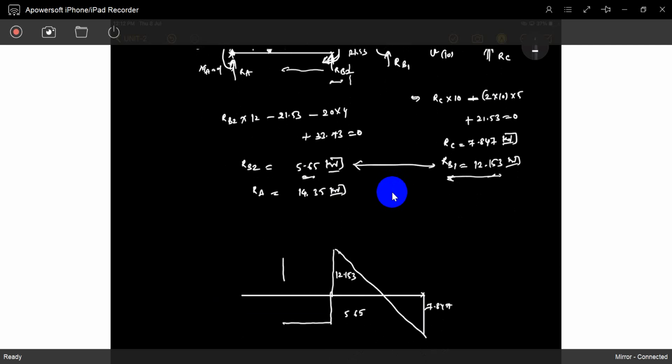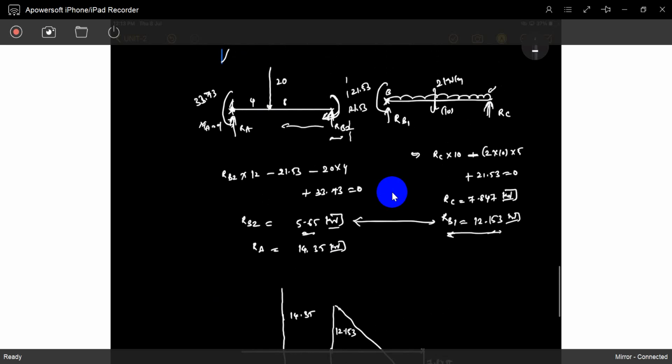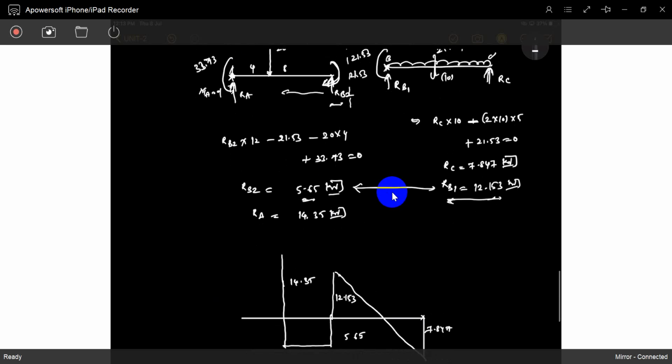So automatically it will suddenly increase like this. How much is it? 20 minus 5.65, it's 14.35. So you will reach 14.35. There is no extra shear force and it will come to RB. It's 14.35. Understood?